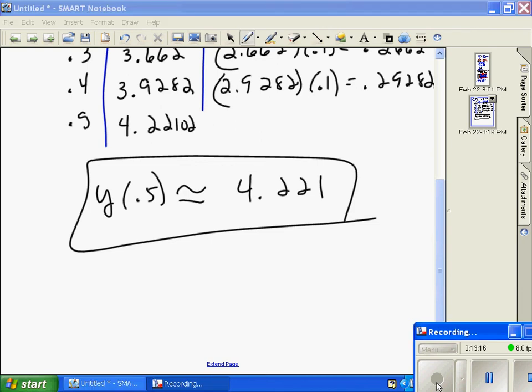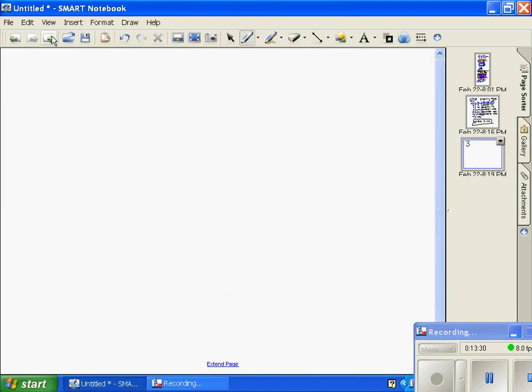Just to summarize, when you're using Euler's method, it's very important that you have a starting point, and you have to have an initial slope formula or a y prime, and you have to know your increments. So a lot has to be given in order to be able to use Euler's method.